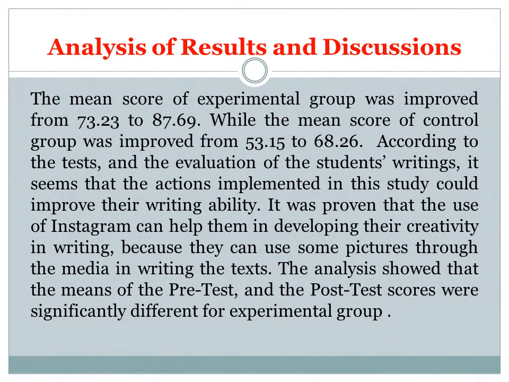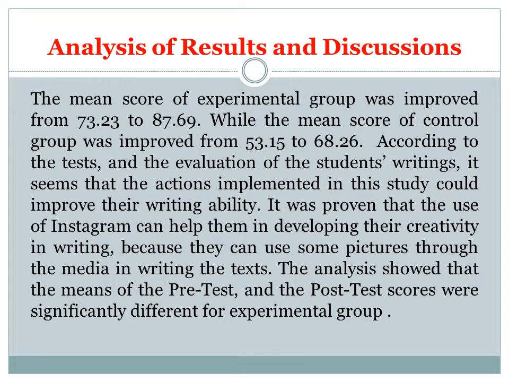Now I'd like to talk about the analysis of results and discussions. The mean score of the experimental group improved from 73.23 to 87.69, while the mean score of the control group improved from 53.50 to 68.26 according to the tests and the evaluation of the students' writing.